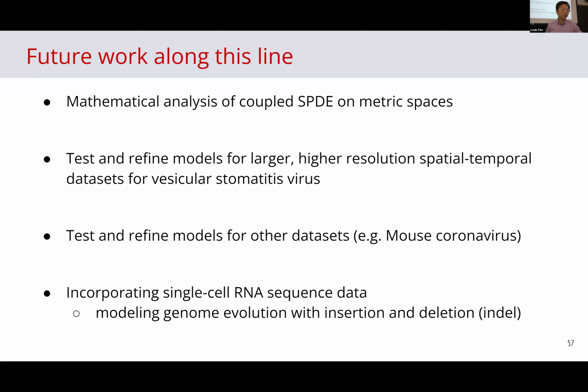The particular one we want to look at is the mouse coronavirus, which is a model coronavirus. It also has a short genome, but three times larger than the VSV virus, and still a lot is understood. And most recently, we started to look at single cell RNA sequence data for the single strand RNA virus VSV, and model genome evolution with insertion and deletion.